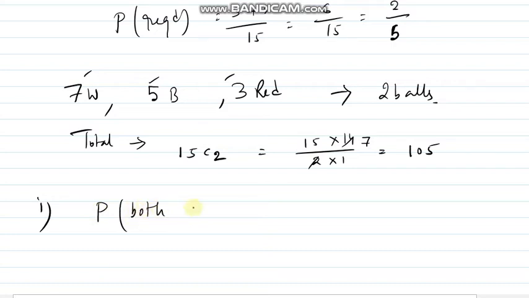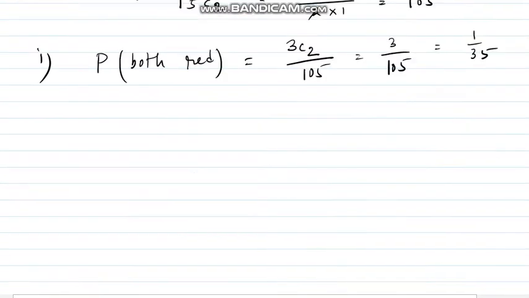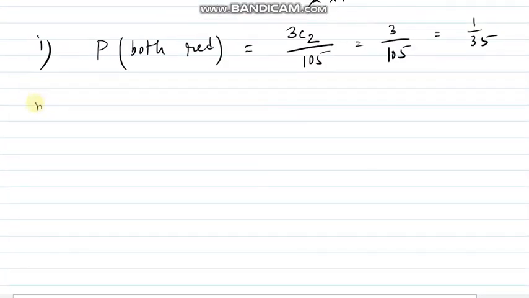After this 15C2, first case: both balls are red. So what is the probability that both balls are red? The 2 red balls will come from the 3 red balls, that is 3C2, divided by this 105. So 3C2 is 3 divided by 105. Hence the answer will be 1 divided by 35. Right?